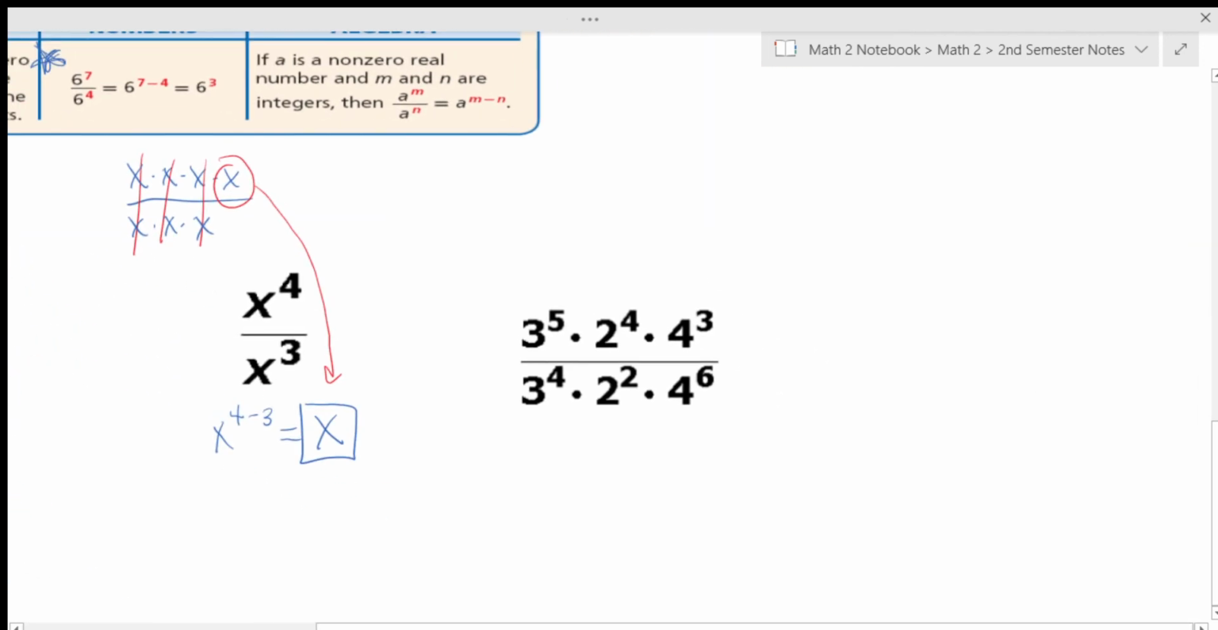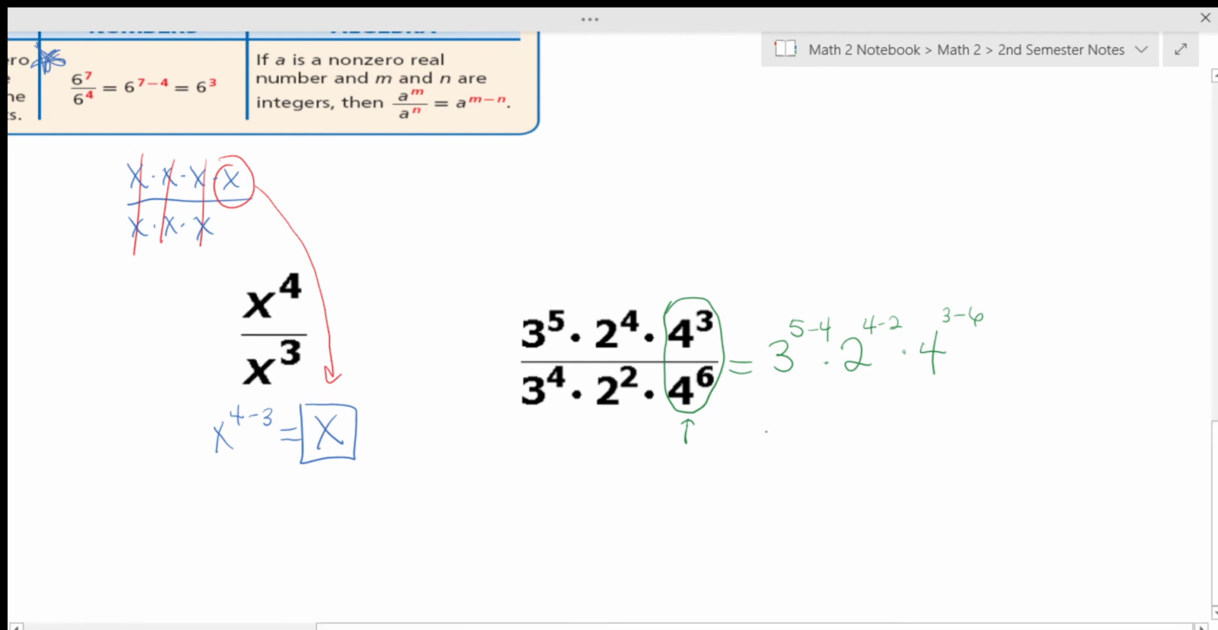Okay, and then on this one we have numbers instead of variables being raised to a power, but that's fine. We can still do the same kind of trick here. We've got 3 to the 5 minus 4, 2 to the 4 minus 2, and then we have 4 to the 3 minus 6. So what we can recognize is that with these 4's, we have more 4's on the bottom of our fraction. So when we're done simplifying this, there should still be 4's on the bottom of our fraction.